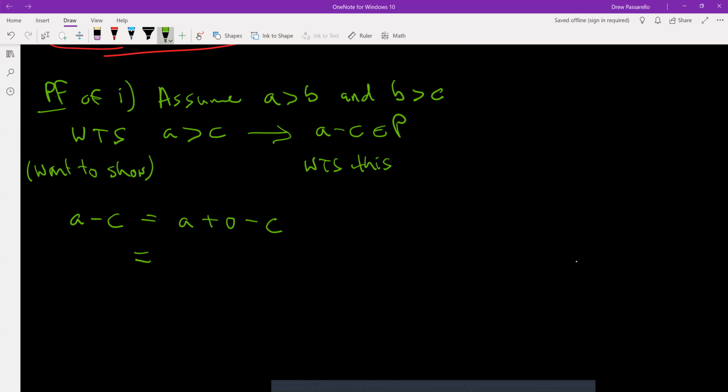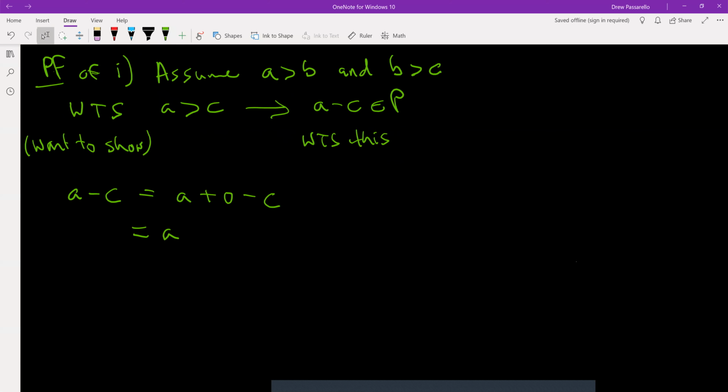We want to make use also of the fact that A is greater than B and B is greater than C. So I already have the letters A and C, and I want to introduce the letter B somehow. Well, I can do that because I know that 0 is the same thing as plus B minus B, right? So that's what we mean by adding 0. I can write 0 as plus B minus B.